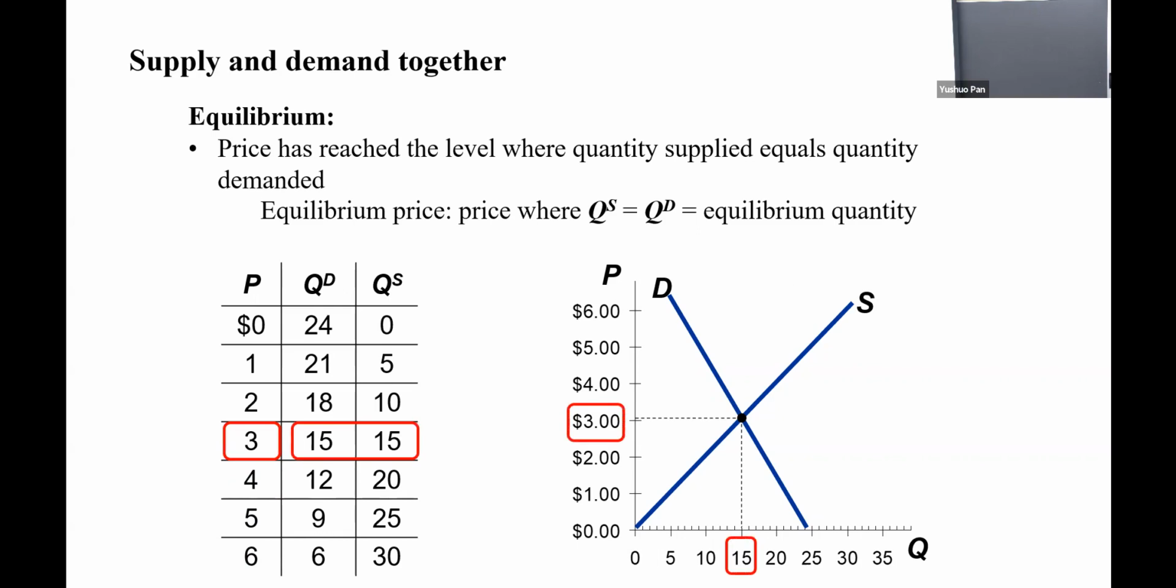You can also find that in this curve. So again, the supply curve is upward, the demand curve is downward, so you can always find an intersection. So 3 and 15: the equilibrium price and the equilibrium quantity. So this point is the equilibrium point. The intersection is the equilibrium.